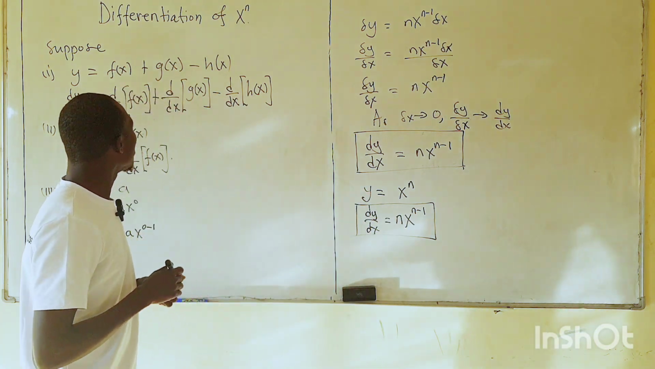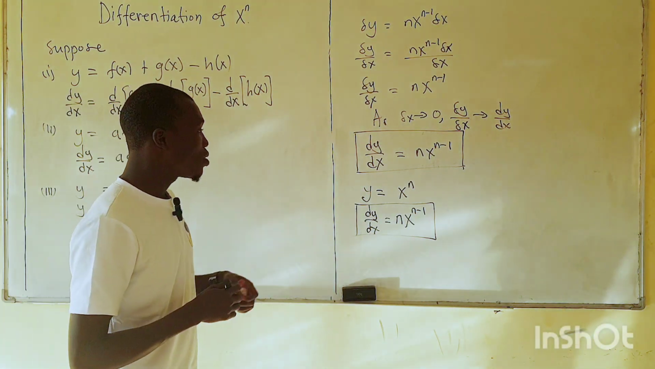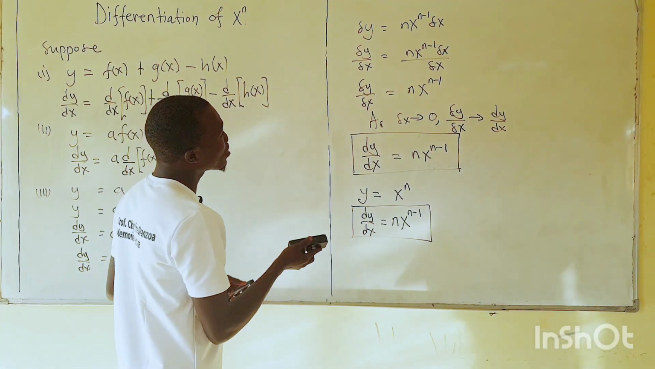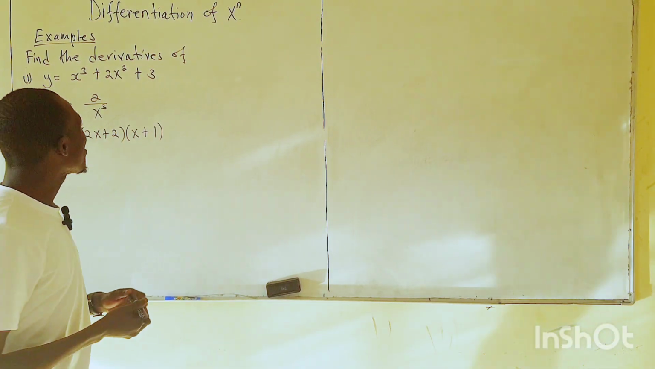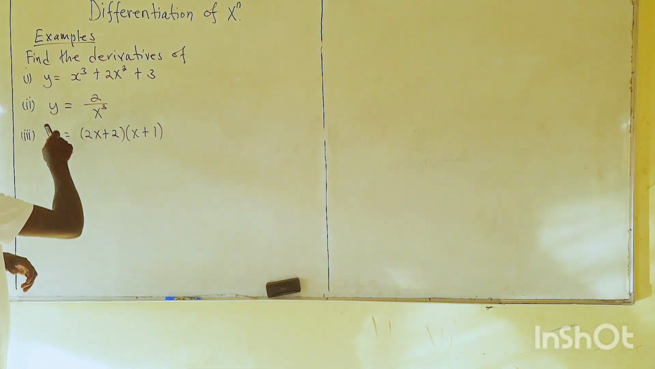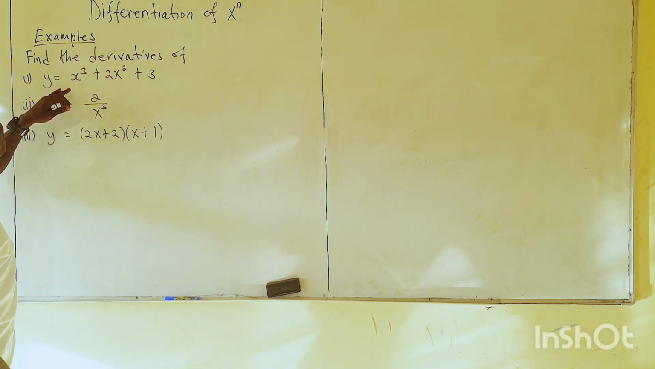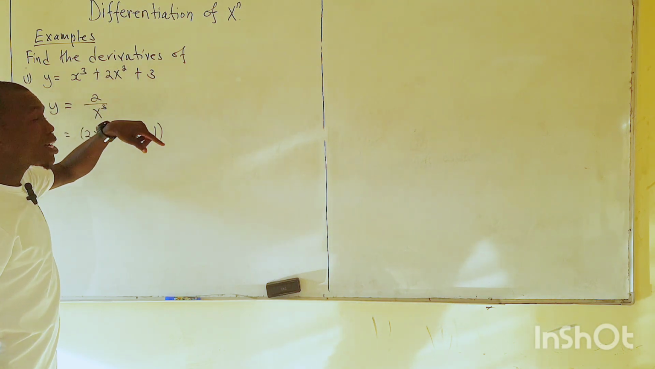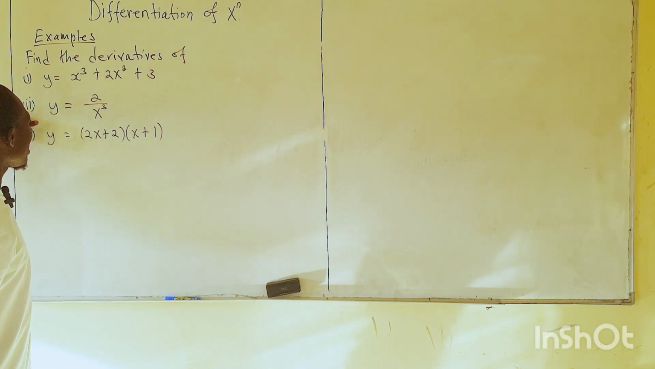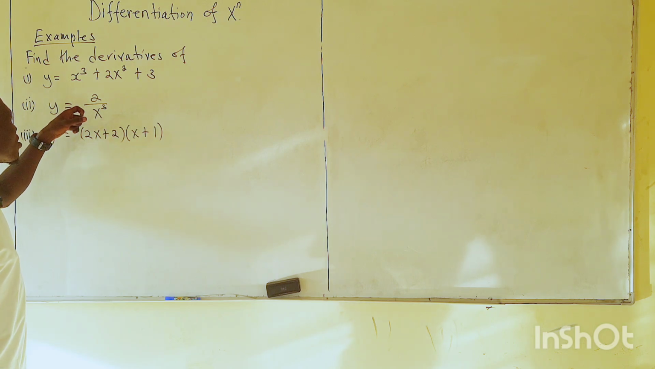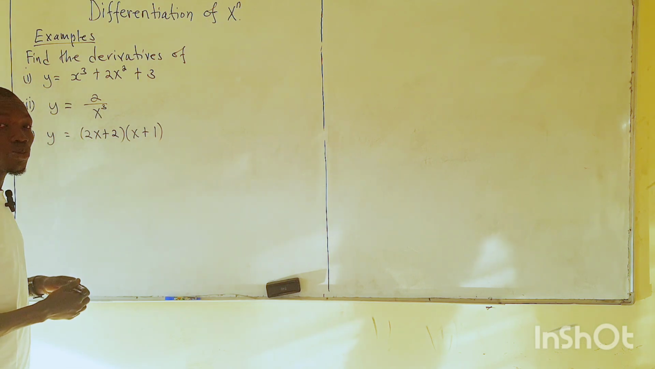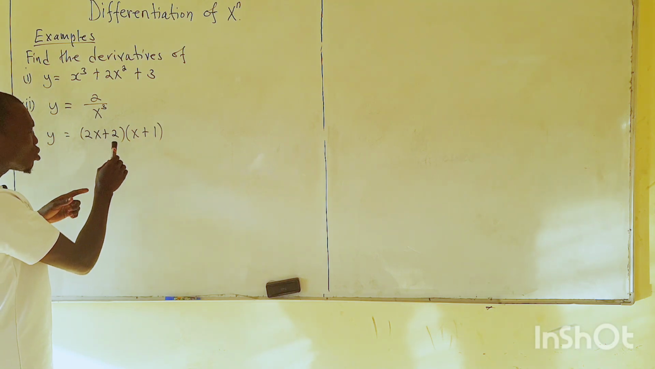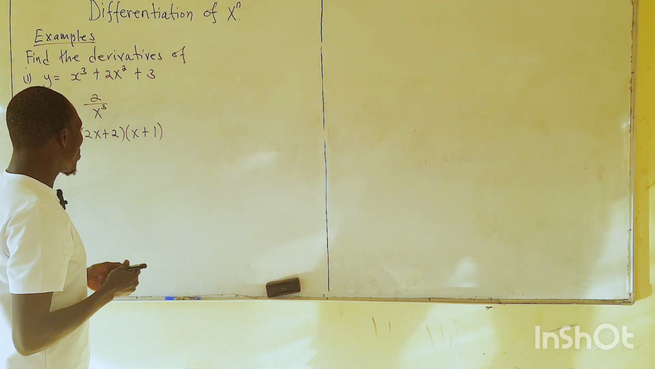So let's jump into some examples. We will see how to use these general rules. These are the examples we are going to look at. The first is y equals x cubed plus 2x squared plus a constant 3. The second is y equals 2 over x cubed. The last is 2x plus 2 multiplying x plus 1.